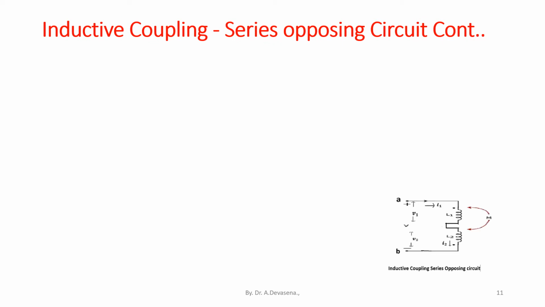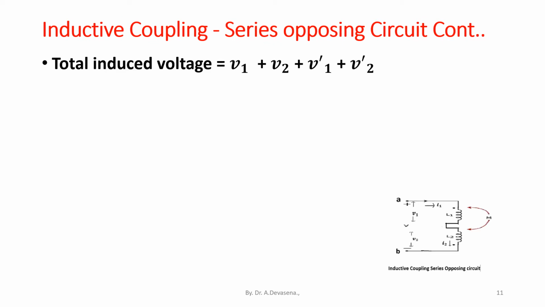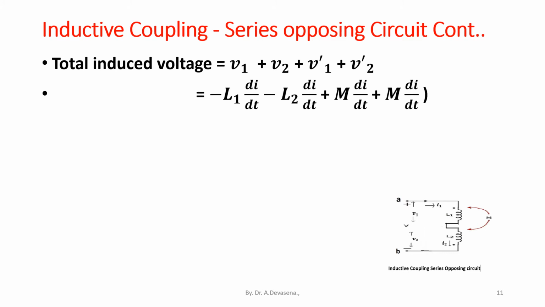Total induced voltage is V1 plus V2 plus V1 dash plus V2 dash, that is equal to minus L1 di by dt, this is the value of V1, minus L2 di by dt, this is the value of V2, plus M di by dt, this is the value of V1 dash, plus M di by dt, this is the value of V2 dash. That is equal to, if we take the minus as common, minus open bracket L1 plus L2 minus 2M close the bracket di by dt.